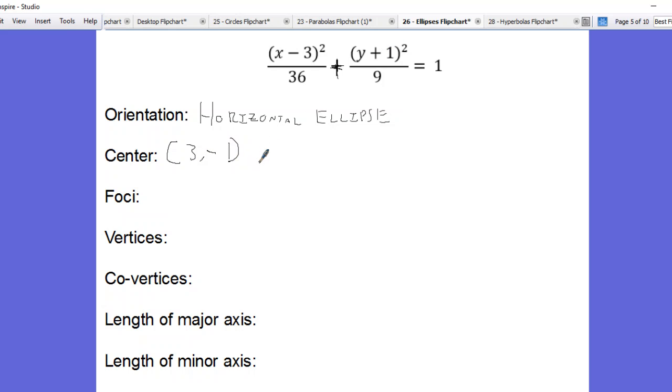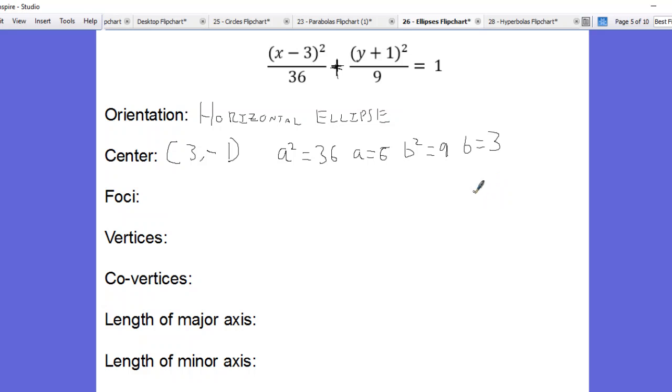Now the foci. To find the foci, we have to calculate a lot of things. First, we have to calculate a squared and b squared. A squared is always going to be equal to the larger denominator, and b squared is always going to be equal to the smaller denominator. So a squared is equal to 36. What is a equal to? If a squared is 36, what's a going to be equal to? 6, very good. And if b squared is equal to 9, what's b equal to? 3. Excellent.